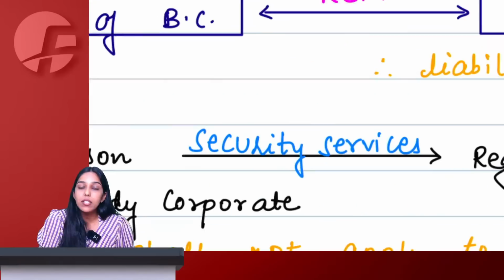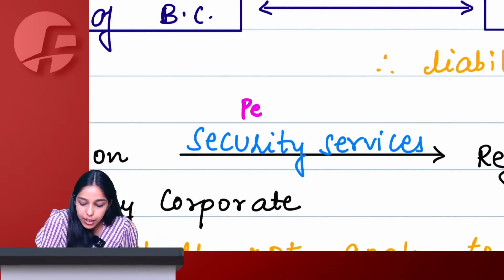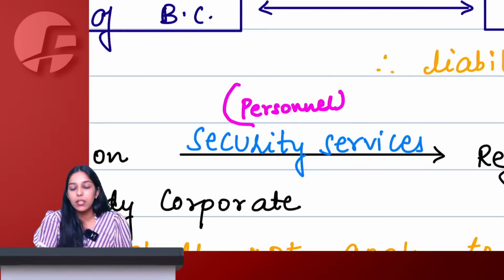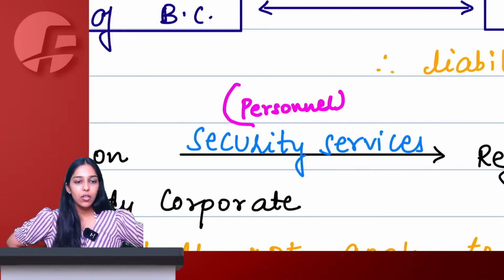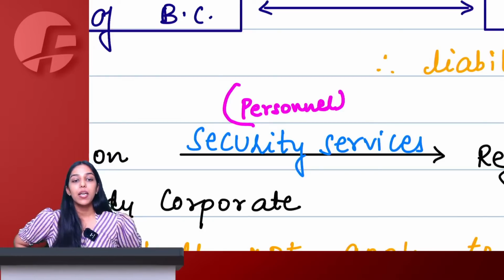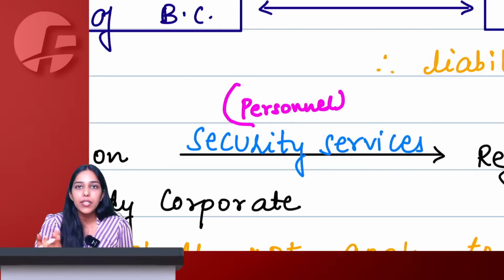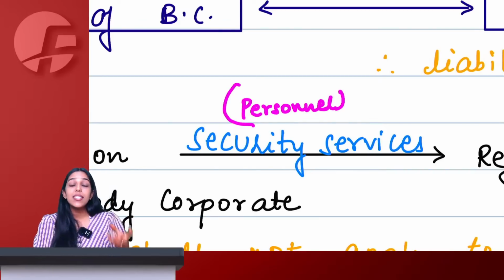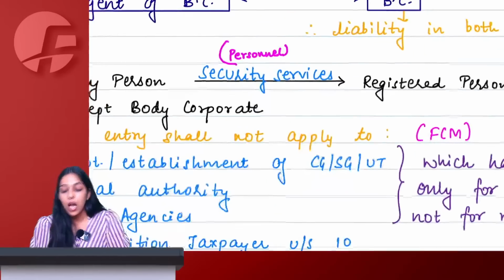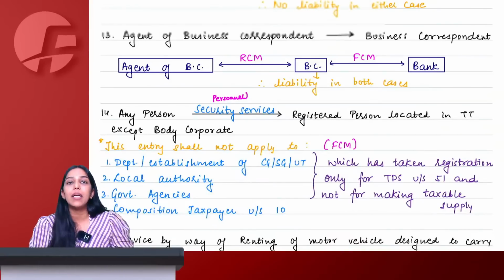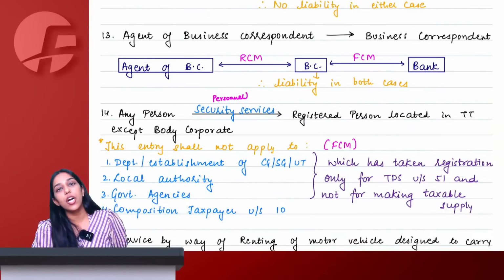Now understand, security services here particularly are personal security services. Personal, which means a person. You are sending a bodyguard, you are sending a watchman. Those services are covered here, not you providing security cameras or CCTV cameras. No. If you are sending an individual person to give security services to a registered person, then this registered person will always be liable to pay tax under reverse charge mechanism.